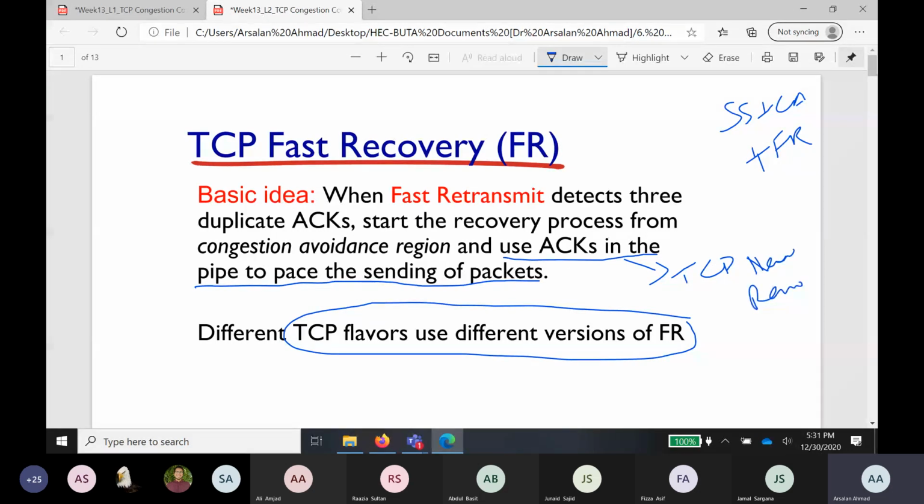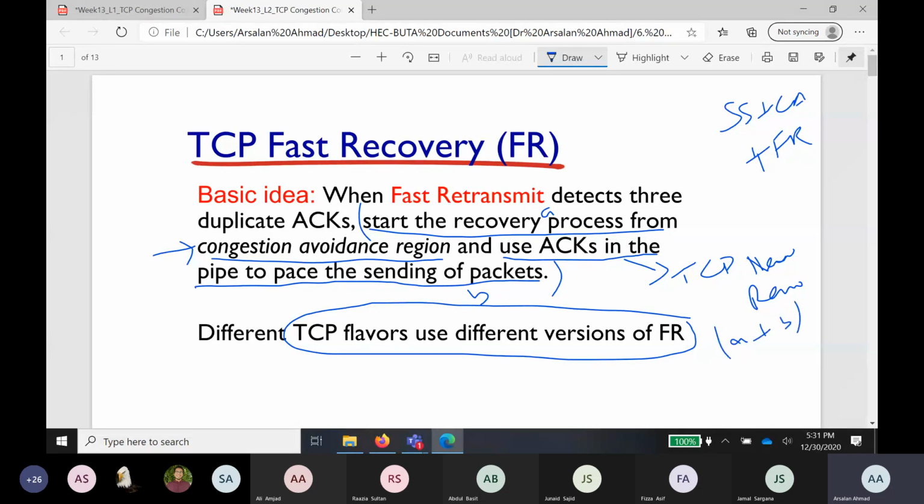I will comment on the first half, start the recovery process from the congestion avoidance region. This is the technique used by Reno. New Reno uses the whole sentence, it does both. New Reno starts the recovery process from the congestion avoidance region and uses the ACKs in the pipe to pace the sending of packets. Let's call the first A and the second B. So New Reno does both A and B.